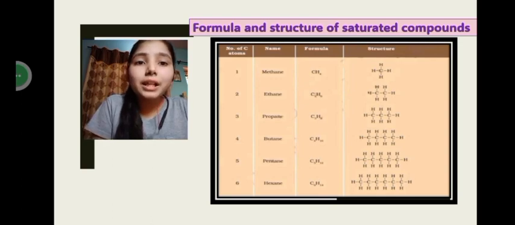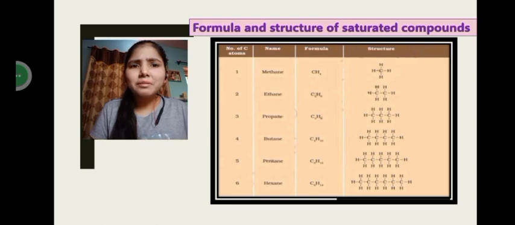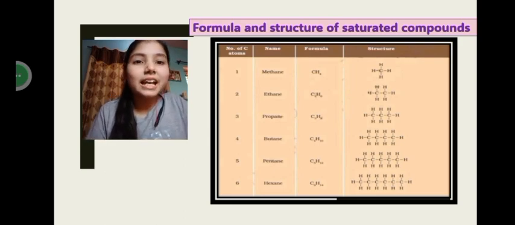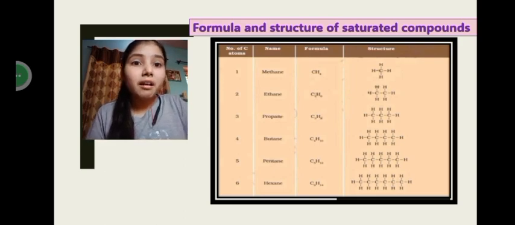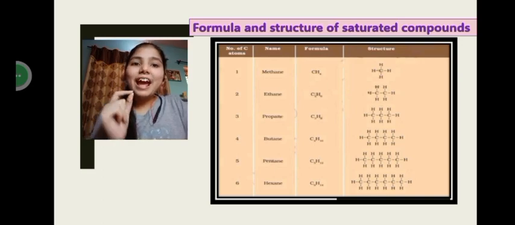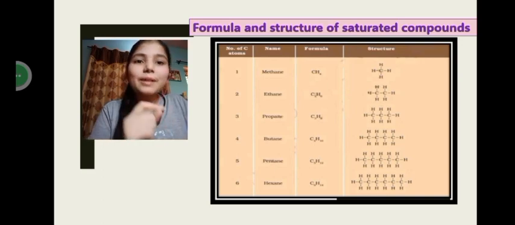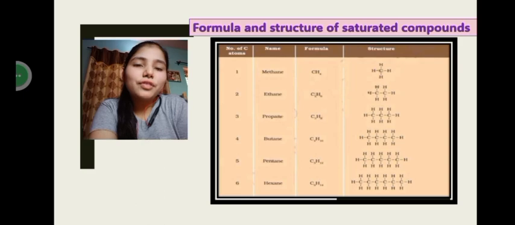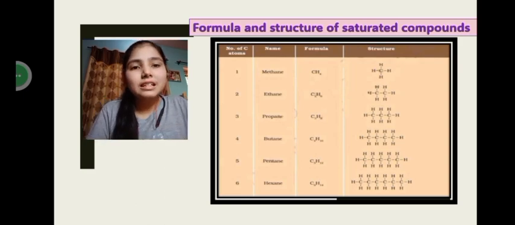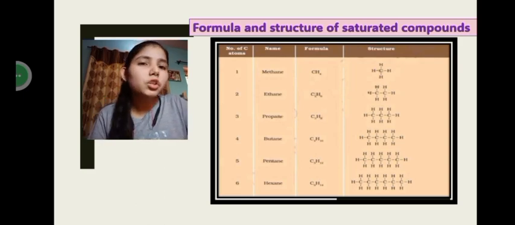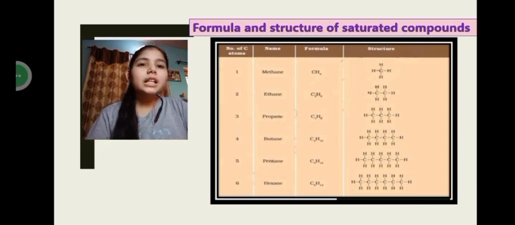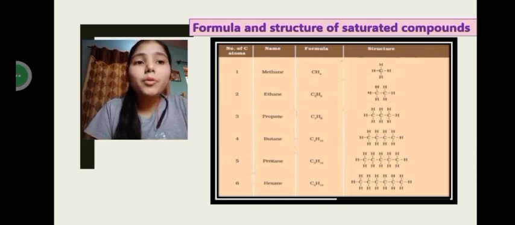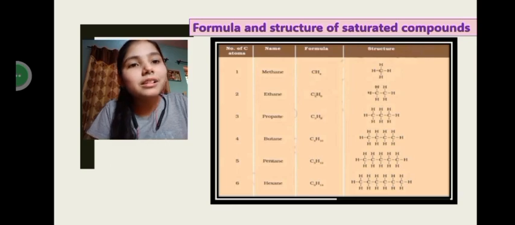And pent means five. And hex, as we have already discussed these terms in maths as well: pentagon, hexagon. So hex is 6 and pent is 5. These terms explain the counting. For what counting? These terms tell us the number of carbons, right?